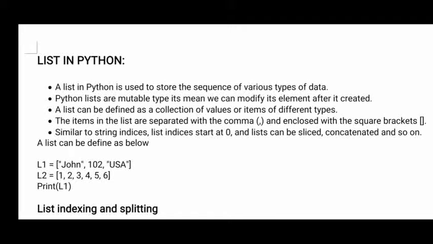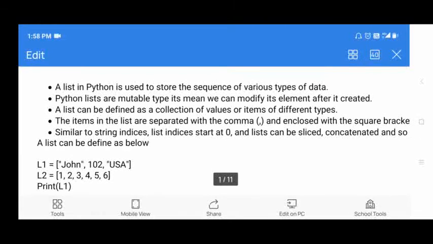Next, a list is a collection of items, or we can say that a list is a collection of elements, and each element may be of a different data type. And each and every element in the list is separated by a comma. So each and every list item is separated by a comma.